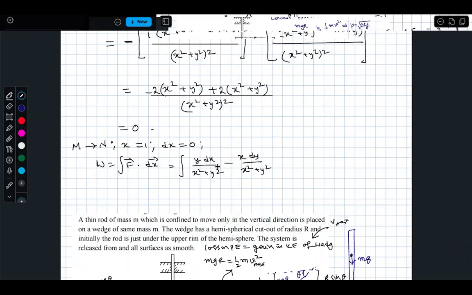This term becomes 0. Why is it 0? Because x is constant, dx is 0. So therefore, this part is 0 minus. By the way, here in this case, x is constant 1. So now how is y affected? dy by 1 plus y square. You have to differentiate that, and integrating it gives 1 by 1 plus y square.